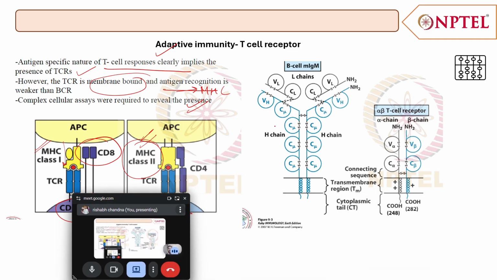So the B cell receptor, this is a membrane bound IgM that we have seen here. Similarly, for the T cell receptor, we have the cytoplasmic tail, transmembrane domain, and a connective sequence. But here, the variable and the constant region is singular, as in case of the antibodies, we have multiple constant regions and the variable region. Here, it is singular, and this is the alpha beta T cell receptor.